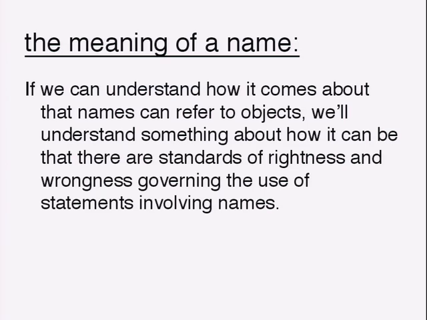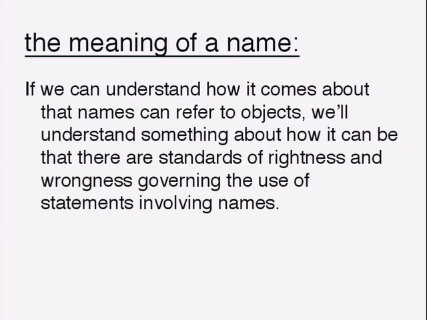So if you take a sentence like Sally is tall, you have the Sally part referring to Sally, you have the is tall part saying something about Sally, that she's tall. And you can understand how that works. This is where language begins. This is the very simplest case. What's going on there? How does the name get hooked up to the object in the first place?